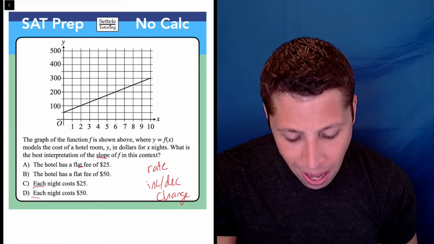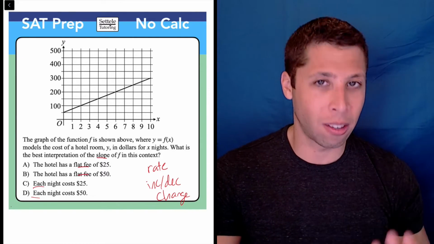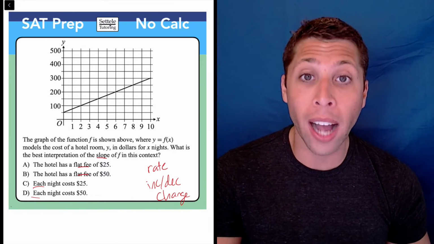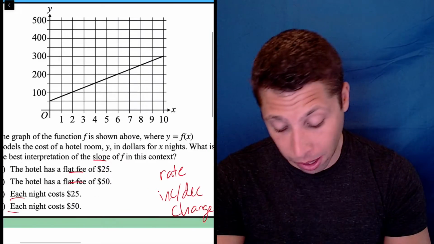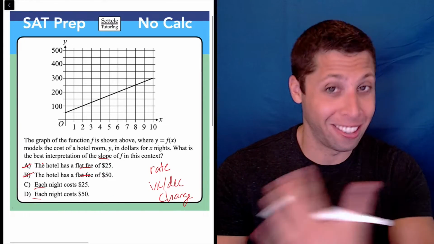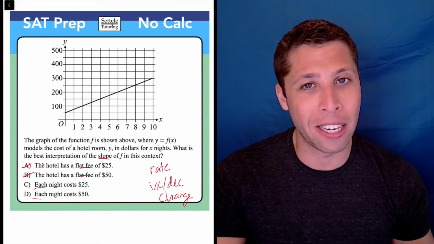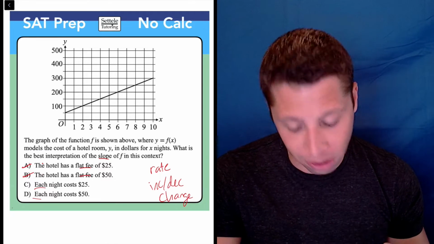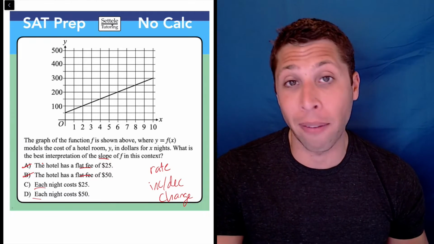Whereas A and B, a flat fee, those are the kinds of keywords that we would expect for a y-intercept, the starting point. So A and B might be the answers to a different question that asks about the y-intercept, but it's not going to be here. The slope is going to be either A or D, or C or D, and so now we just need to look at the graph and actually get the number, right?